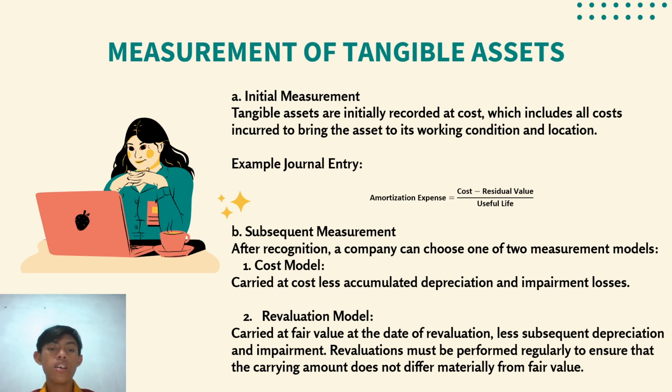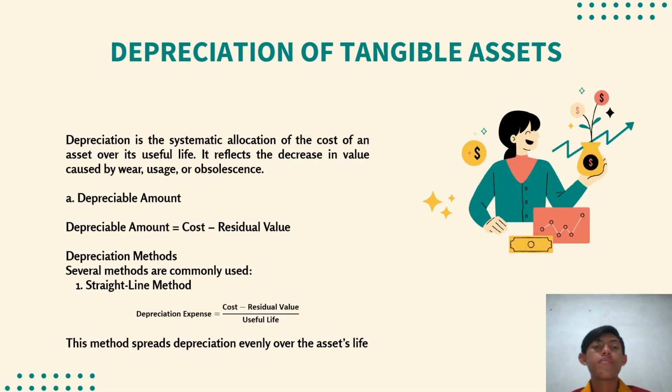B. Subsequent measurement. After recognition, a company can choose one of two measurement models. 1. Cost model. Carried at cost less accumulated depreciation and impairment loss. 2. Revaluation model. Carried at fair value at the date of revaluation, less subsequent depreciation and impairment. Revaluation must be performed regularly to ensure that the carrying amount does not differ materially from fair value.